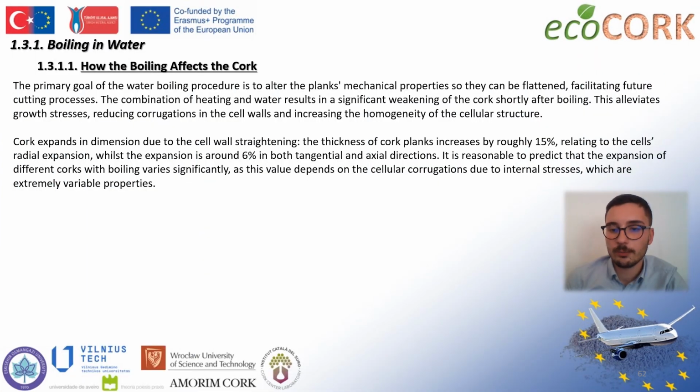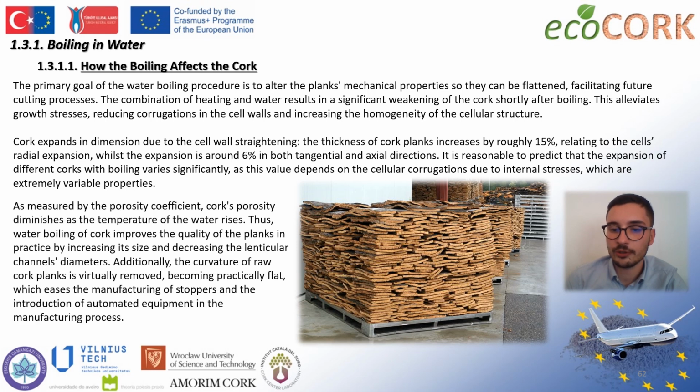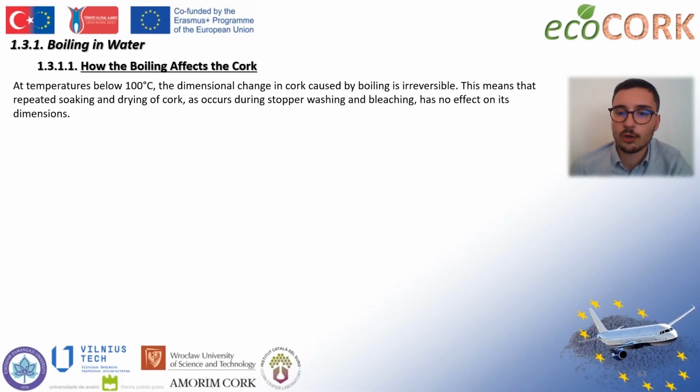The main goal of boiling the planks in water is to change their mechanical properties so they can be flattened and cut more easily. This reduces the stress on growth, smoothing out the cell walls and making the cellular structure more uniform. The porosity coefficient shows that the porosity of cork decreases as the temperature of the water rises. So, boiling cork in water makes the planks better by making them bigger and reducing the diameters of lenticular channels. When cork boils at temperatures below 100 degrees Celsius, it changes size in a way that can be reversed.